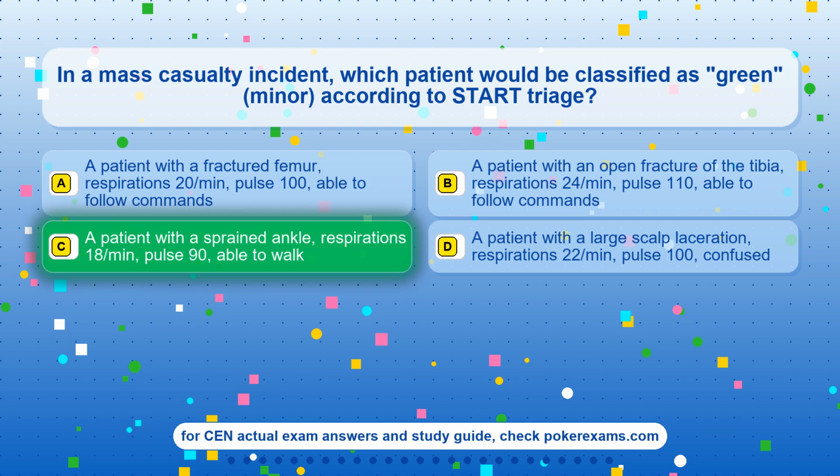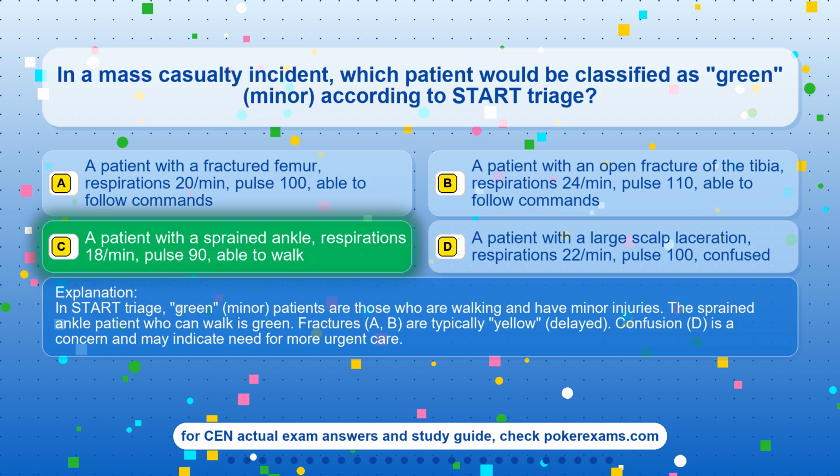The correct answer is option C. A patient with a sprained ankle, respirations 18/min, pulse 90, able to walk. In START triage, green, minor, patients are those who are walking and have minor injuries. The sprained ankle patient who can walk is green. Fractures, A and B, are typically yellow, delayed. Confusion, D, is a concern and may indicate need for more urgent care.